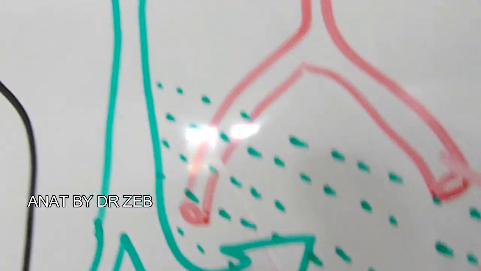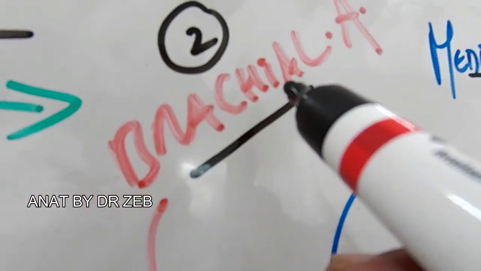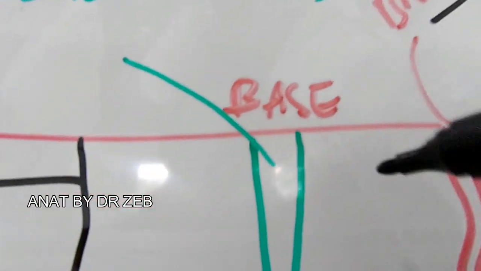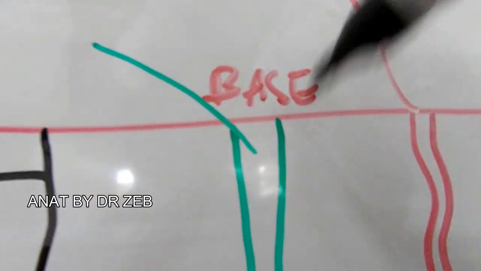Now, the next thing after the median nerve and brachial artery is number three, the biceps tendon. The biceps tendon is coming in this region, and it is seen very lateral to the brachial artery. Everything is lateral as we go on.